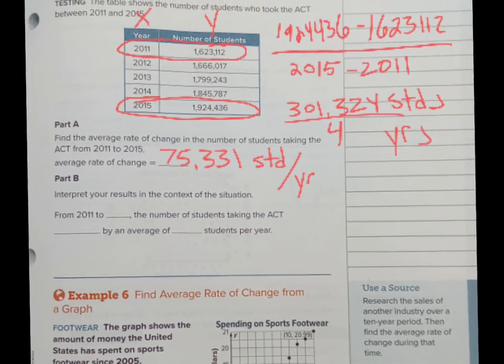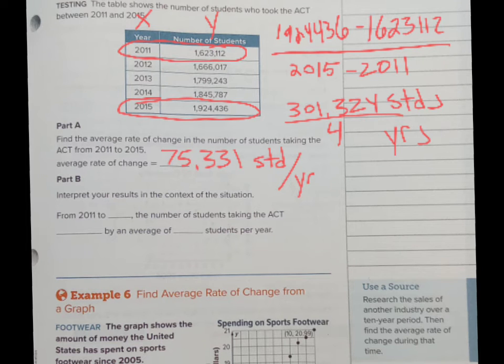Okay, so interpret your results in the context of the situation. So from 2011 to 2015, the number of students taking the ACT increased. Okay, and we know it's increasing, well, because it's a positive number, by an average of 75,331 students per year.